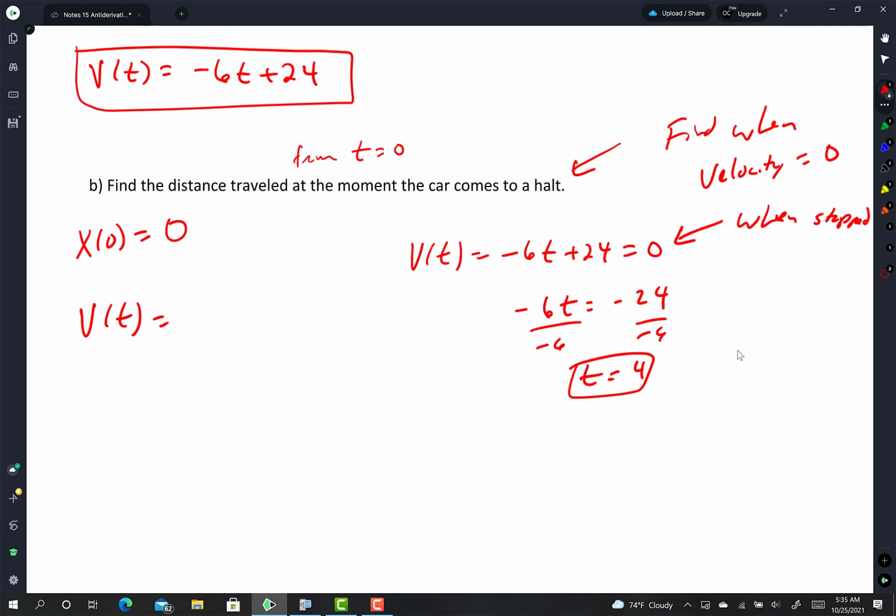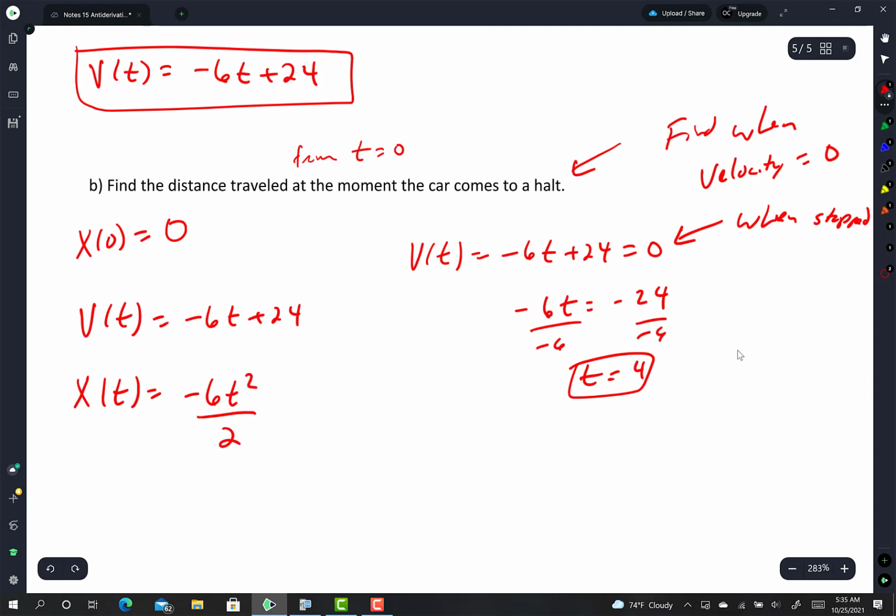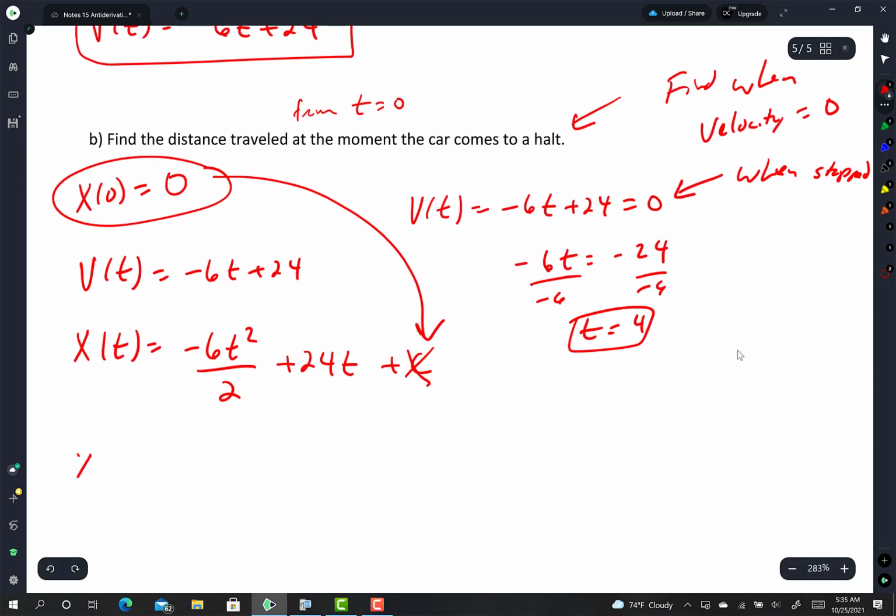So here we go. My velocity was negative 6t plus 24. So my position equation is going to be negative 6t squared over 2 plus 24t plus c. But remember, we already know c is 0, so this can just go away. So here's my position equation, guys: negative 3t squared plus 24t.